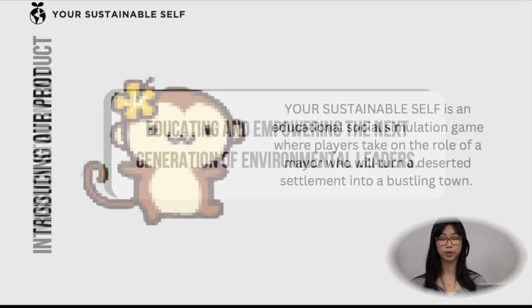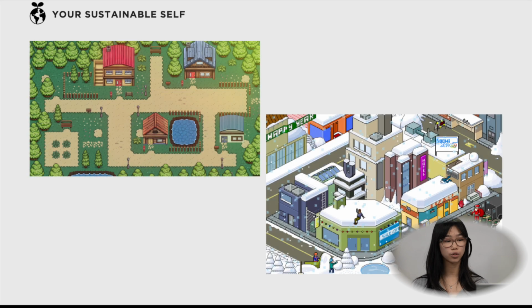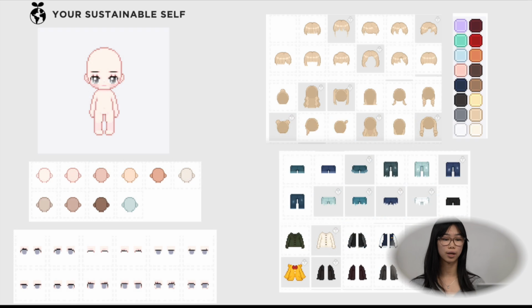So a little bit more about our game. Your Sustainable Self is an educational social simulator game where players take on the role of a mayor, and with the assistance of our mascot, they will turn a deserted settlement into a bustling town. This slide just features some of our inspirations for the game layout, and we will also have a customization feature that allows players to change the appearance of their character.